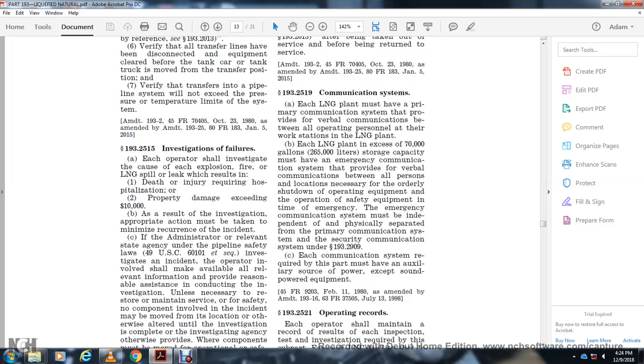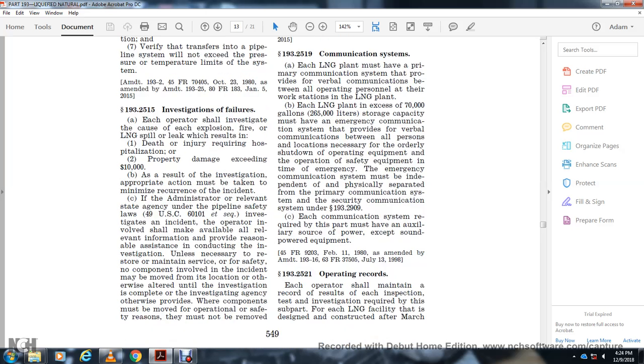Each operator shall investigate the cause of each explosion, fire, or liquid natural gas spill or leak resulting in death, injury resulting in hospitalization, or property damage exceeding $10,000. As a result of the investigation, appropriate action must be taken to minimize the recurrence of the incident. The administrator or the relevant state agency under the pipeline safety law of Title 49 U.S. Code 60101 may investigate the incident.